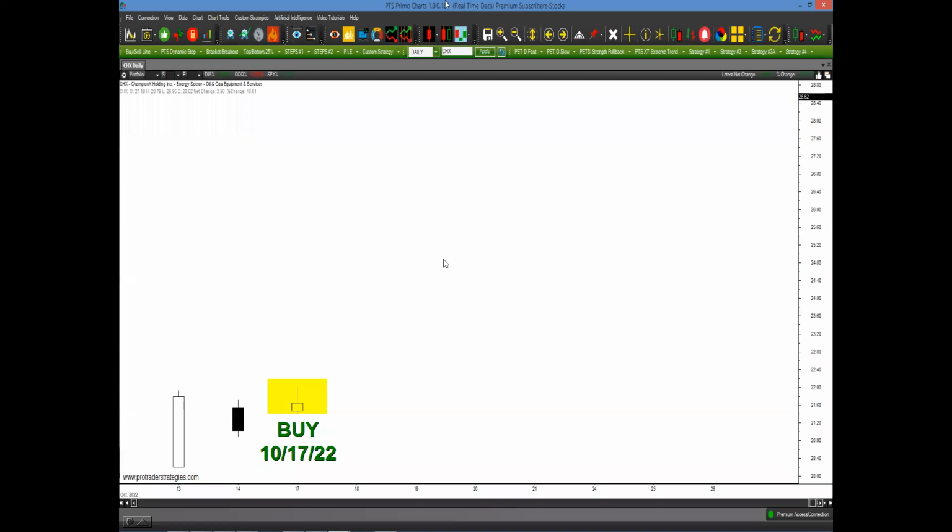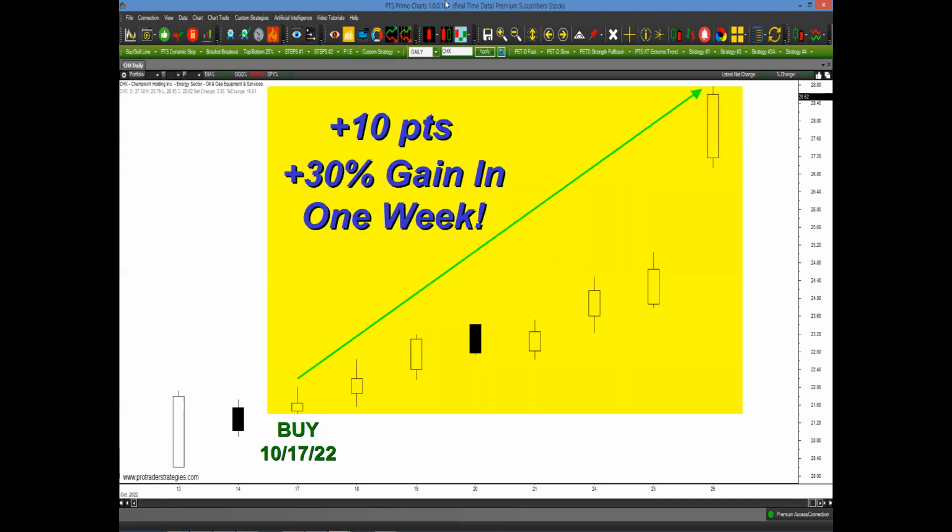Now, in this example, we have CHX. On the 17th, it was displaying that it was the first day, or the first night, in a yellow bar. That means most likely it's saying a pretty nice up move is about to happen. This is an inexpensive stock. This is not a $200, $300 stock. This is roughly a $20 stock. Had you chosen to buy it, I believe, a week from last Monday, you could have gained 10 points, or a price gain of 30%, in 1 week.